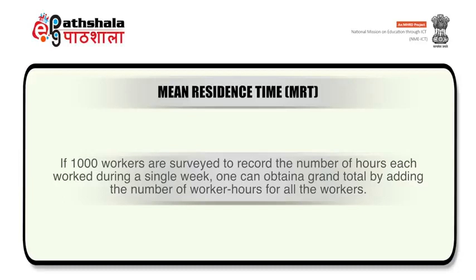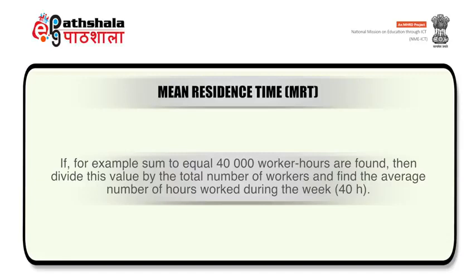If 1000 workers are surveyed to record the number of hours each worked during a single week, one can obtain a grand total by adding the number of worker hours for all the workers. If, for example, the sum equals 40,000 worker hours, then divide this value by the total number of workers and find the average number of hours worked during the week.